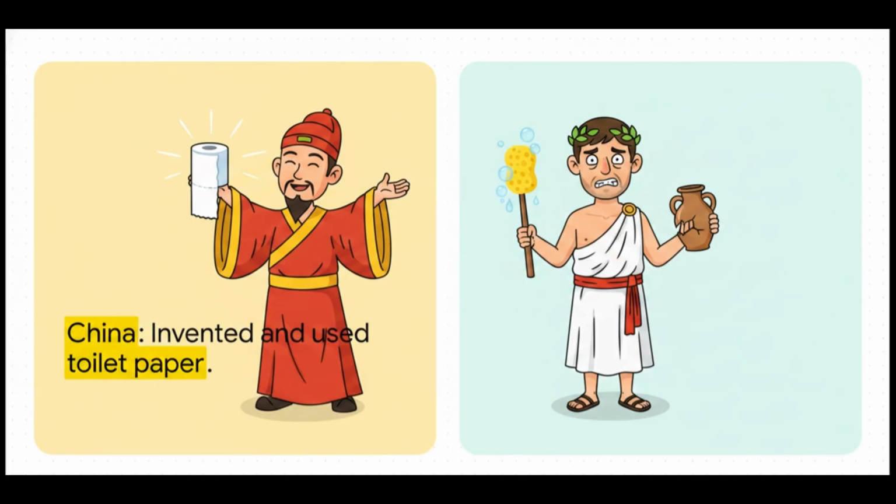China, despite going through its own periods of unity and then fragmentation into multiple kingdoms, was busy making massive leaps forward. They invented paper, they invented printing, and thankfully for their citizens, they were the very first to invent and actually use toilet paper, a real game changer for sure.